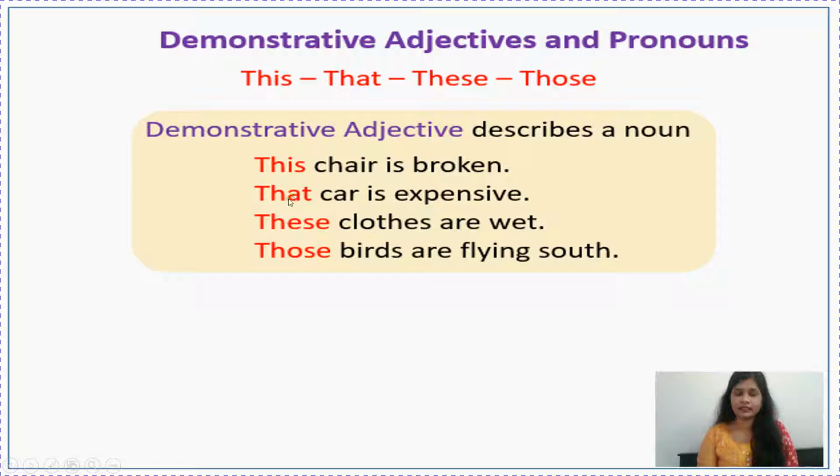Like let's see the second example. That car is expensive. Again, please find the noun here. Car. Car is the noun. And which word is modifying it? That. So again, that is a demonstrative adjective. Like the third example is, these clothes are wet. So clothes is the noun. And these is a demonstrative adjective. And in the last example, those birds are flying south. Again, birds is the noun. And which word is describing it? Those. So those will become a demonstrative adjective.